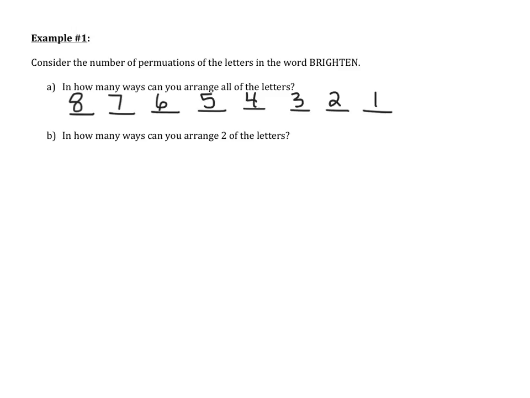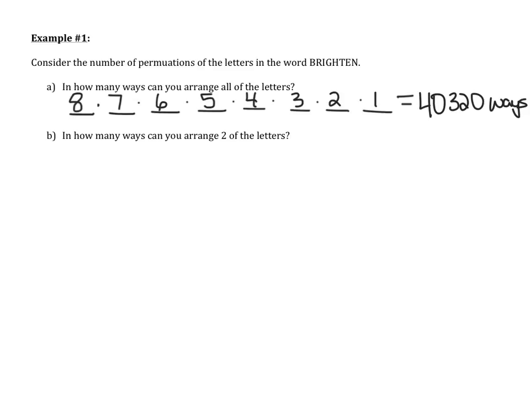So again, with the counting principle, we know that if there are this many ways to fill the first blank, this many ways to fill the second blank, and then the third blank, and the 4th, the 5th, the 6th, the 7th, and the 8th, all I end up doing is multiplying all of these together to figure out how many different ways I can rearrange the 8 letters in Brighton. So I'm going to take 8 times 7 times 6 times 5 times 4 times 3 times 2 times 1 to get 40,320 different ways I can rearrange all 8 letters of the word Brighton.